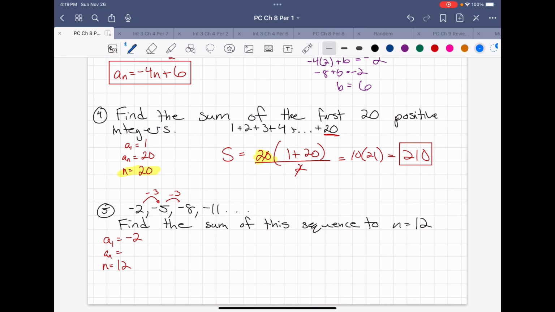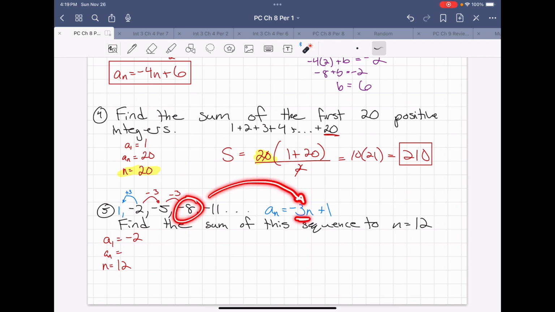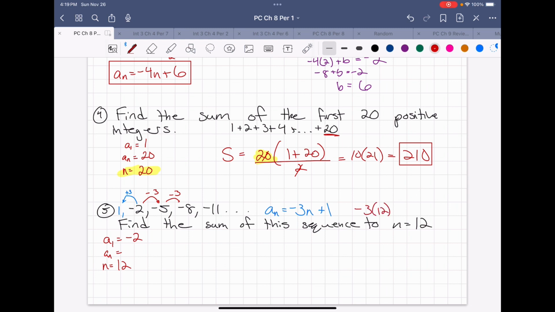So to do that, I need to know what this sequence is, the equation of the sequence. So they're subtracting 3 every time. Negative 3n. If I undo that one step and plus 3, it would have been plus 1. So double check that, like, 1, 2, 3. If you plug in 3, negative 3 times 3 is 9, plus 1 is negative 8. So it is the right sequence. So then if I want to know the 12th term, plug in 12. Negative 36 plus 1 is going to be negative 35.